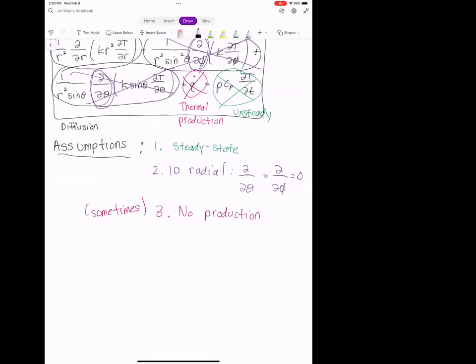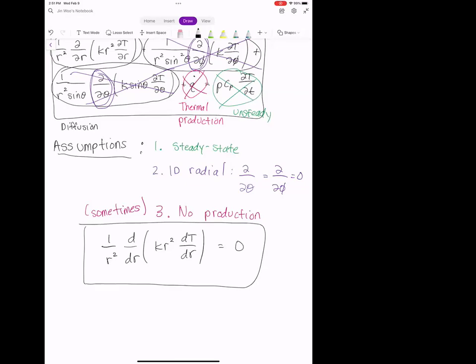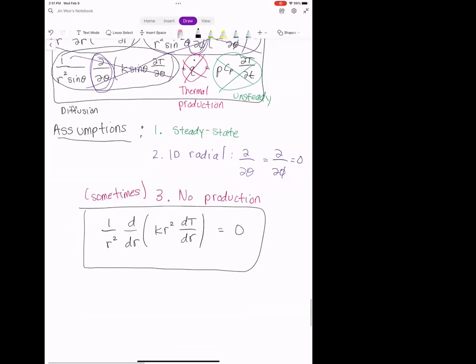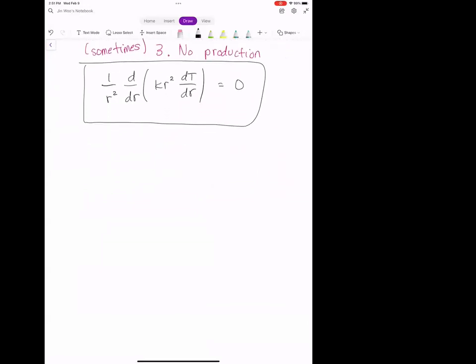At first we're going to solve for the heat equation without any production, but later on we'll bring it back in. If we get rid of production, then we're left with 1 over r squared d/dr of the quantity, where again I'm changing the partial derivatives to regular derivatives because r is the only variable left, and we have that whole thing equal to 0. This right here is, I think, the simplest spherical heat equation that we can solve for. This is the 1D spherical heat equation without production.